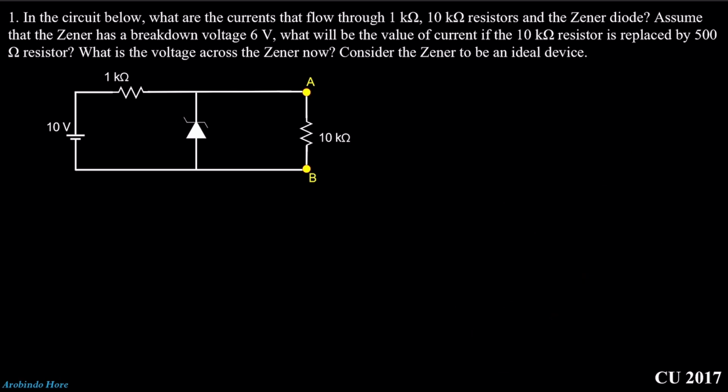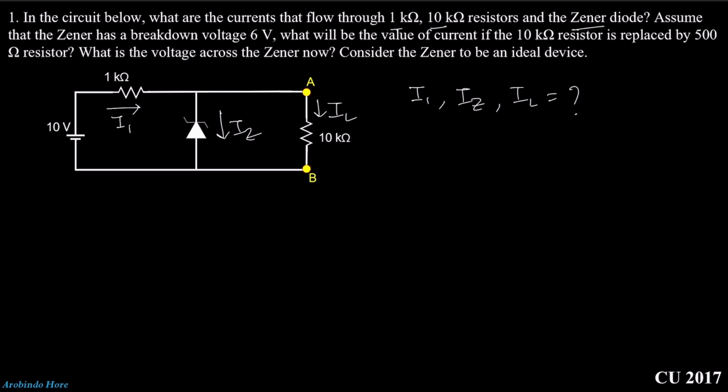So I think you already have the basic concept. Now you can see here they ask us, in the circuit below, what are the currents that flow through the 1 kilo ohm, 10 kilo ohm and the Zener diode. That means we need to know, suppose this is I1, this is IZ and this is IL. We need to know I1, IZ and IL values.